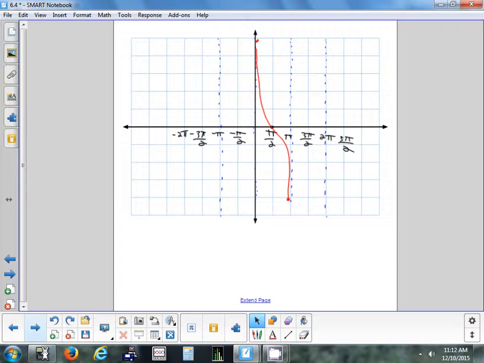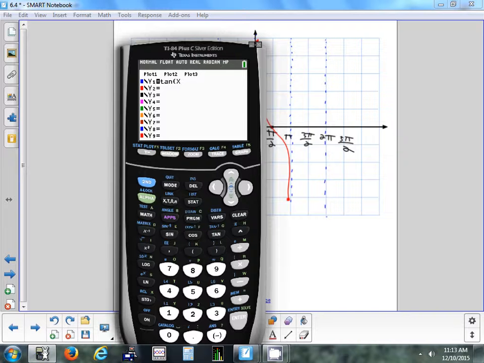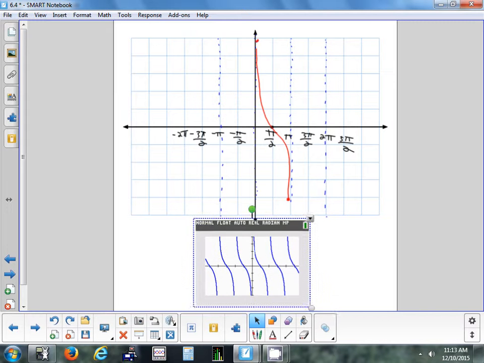Okay, so it ends up looking like that. We could easily prove that just by typing it in. Check 0.001, check 3.13, and you would see that. And if you want to type it in on the calculator, there is no button for cotangent. So it's 1 divided by tangent. And there's our graph of cotangent. Okay, any questions on that one?